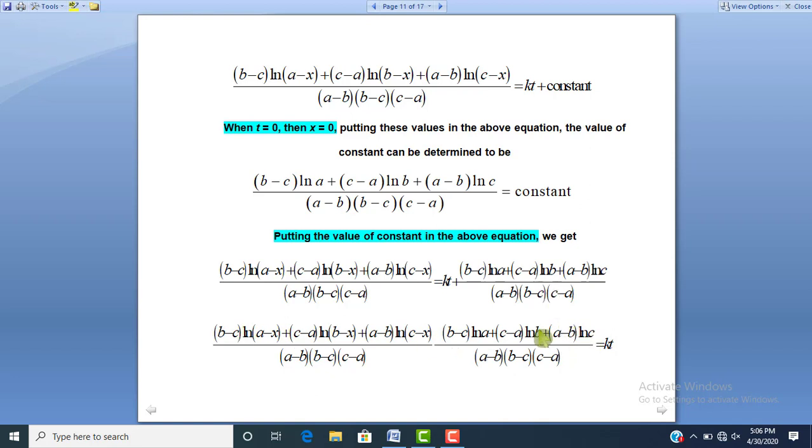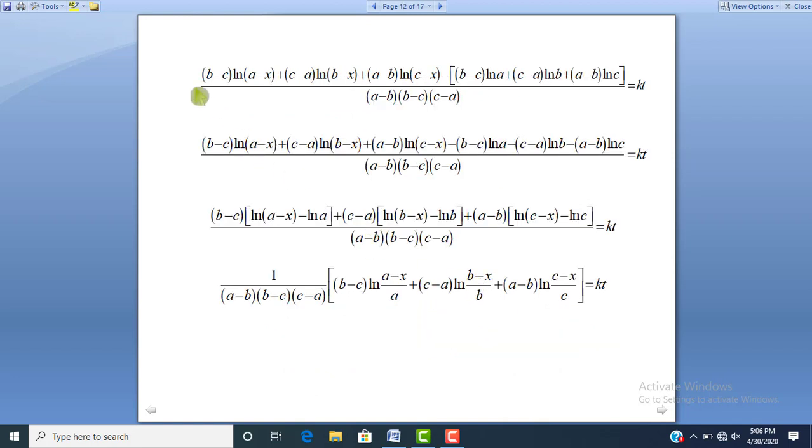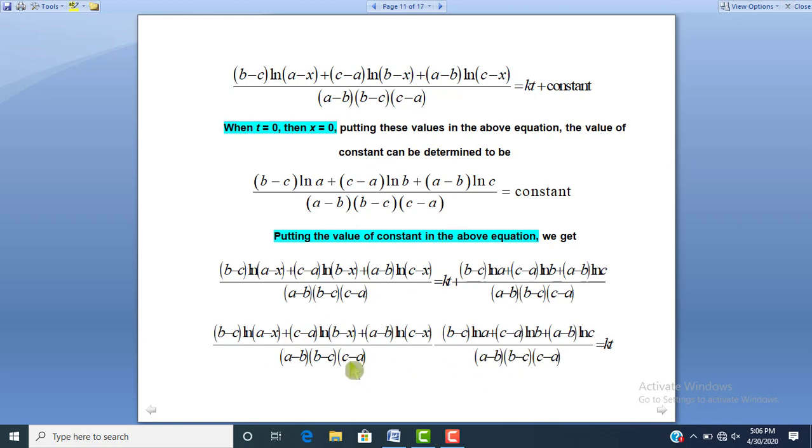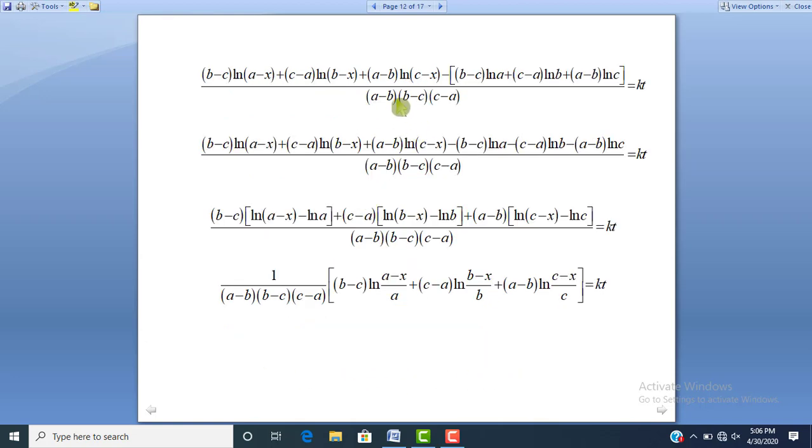So the resultant equation became (b minus c) natural log of (a minus x) plus (c minus a) natural log of (b minus x) plus (a minus b) natural log of (c minus x) minus the square bracket, which indicates the values from the constant, and the denominator is the same in both cases. So we take the LCM. By taking the LCM in this equation, the LCM is (a minus b) into (b minus c) into (c minus a).